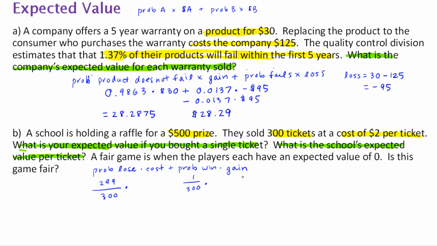Now we need to multiply those by your cost or gain. If you lose, you lose your $2, so this is going to be a negative $2. But if you win, you don't win 500, because they don't give you your $2 back. So you subtract the $2 you paid from the 500, and your total winnings are $498.